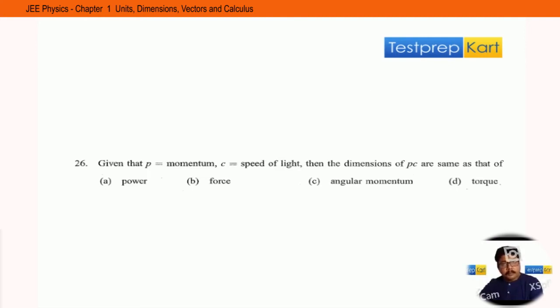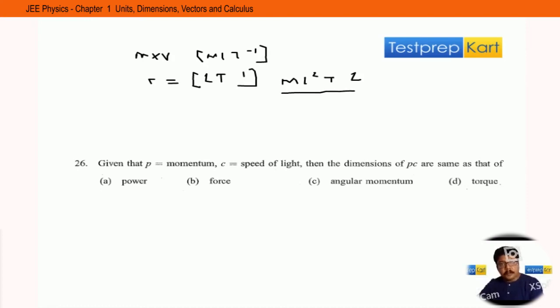Given that P is the momentum and C is the speed of light, the dimensions of PC are the same as that of what? Momentum is mass into velocity. Mass is M, velocity is L T to the power minus 1. C is the speed of light. Speed means L T to the power negative 1. So if I multiply these two things, we get M L square T to the power negative 2.